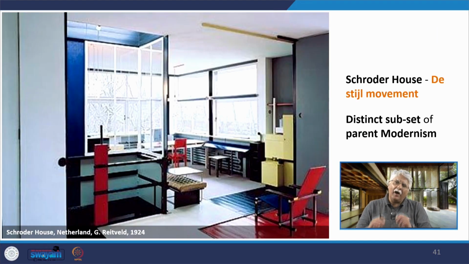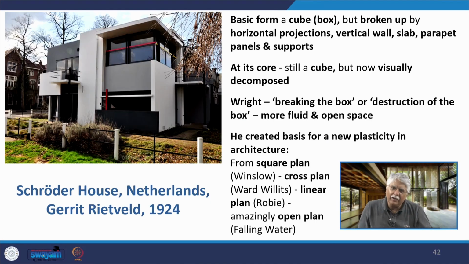Schroder House, a part of the De Stijl movement, a distinct subset of the parent modernist movement. The De Stijl house was a basic form of cube that was decomposed or broken up by horizontal projections, the vertical wall, slab, parapet. So, the entire box has been decomposed. This whole idea of breaking the box or destroying the box to create more fluid and open space was the idea of F.L. Wright. He created this basis of a new plasticity in architecture.